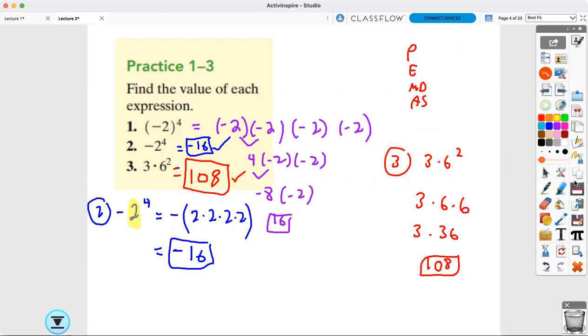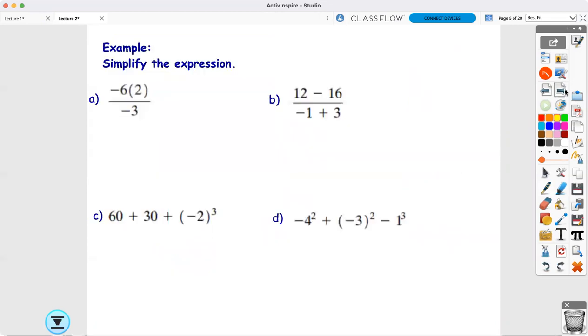All right. I'm going to go ahead and give you guys a couple minutes to write down this example. Give you 2 minutes to get started. These are just expressions like we did earlier, but now there are negative numbers involved, negative and positive.